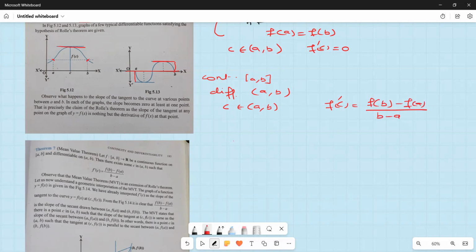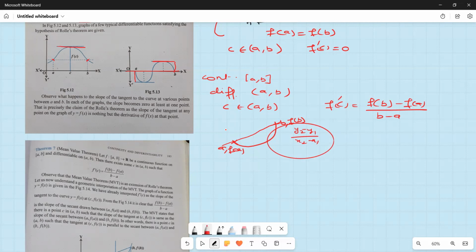So if you have a curve, at a, its value is f(a), and at b, the value of the function is f(b). Isn't it the slope of this secant? y2 minus y1 upon x2 minus x1. We have done the slope of a line between two points earlier.